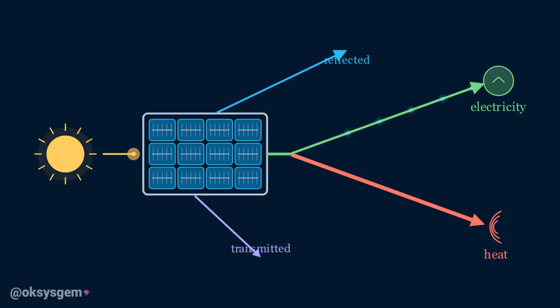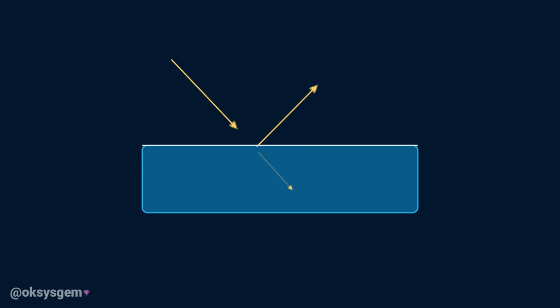For these reasons, a solar panel cannot convert all incoming sunlight into electricity. Commercial panels convert only a portion of the solar energy that reaches them, while the rest is reflected, transmitted, or transformed into heat. Manufacturers improve performance in several ways.